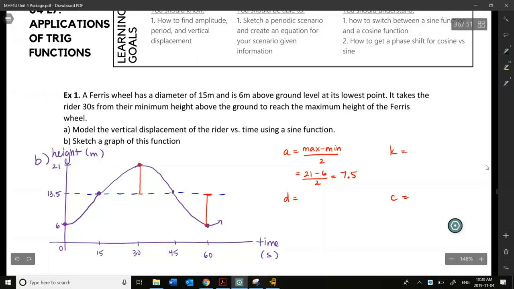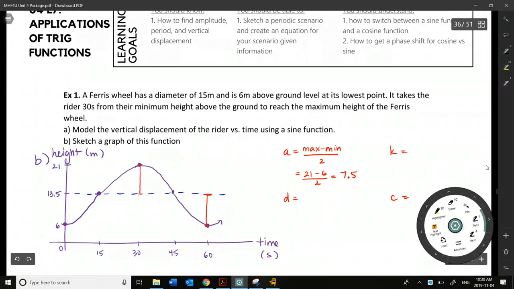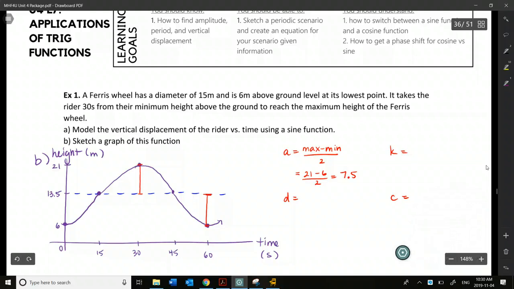Any ideas what our C value would be here? That would be max plus min divided by 2. Yep. Do we have the middle of the max and the min already though? Yeah, we already did. What's the middle? 13.5. This is the midline, right?